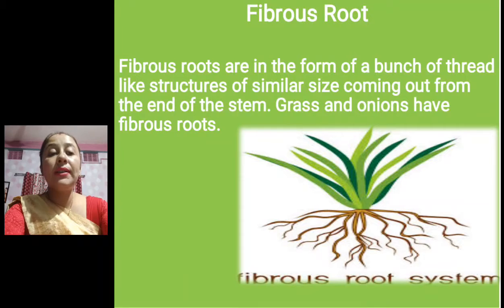Grass and onions have fibrous root. So you can see in the image, you can differ between taproot and fibrous root also. Fibrous root is formed in branches, and there is no primary root. All the roots are coming from the end of the stem. So grass and onions have fibrous root.